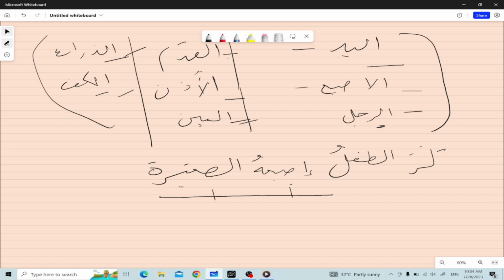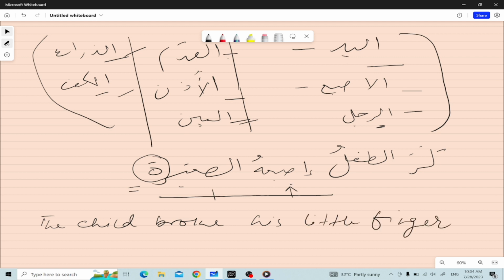موصوف was صفت. So what happened over here? Isba'un was muannas. That's why I have to make the sifat like muannas, as-saghira. And how is it muannas? We can clearly see the round ta. So what will be the translation? The child broke his little finger. Hope you understand this.